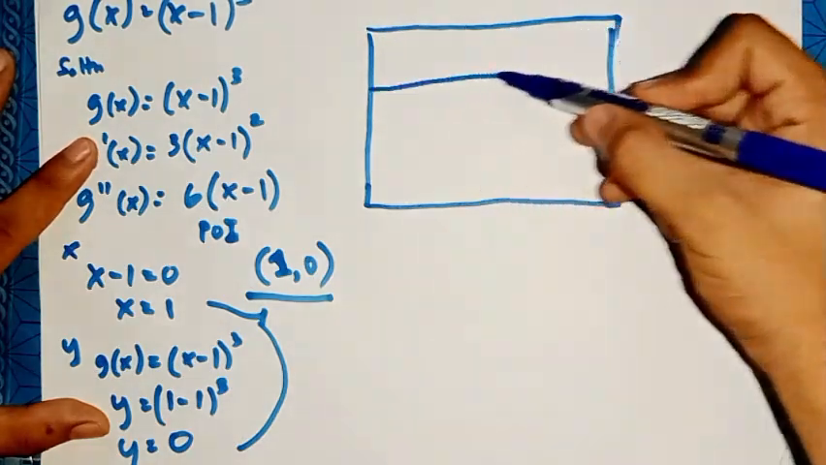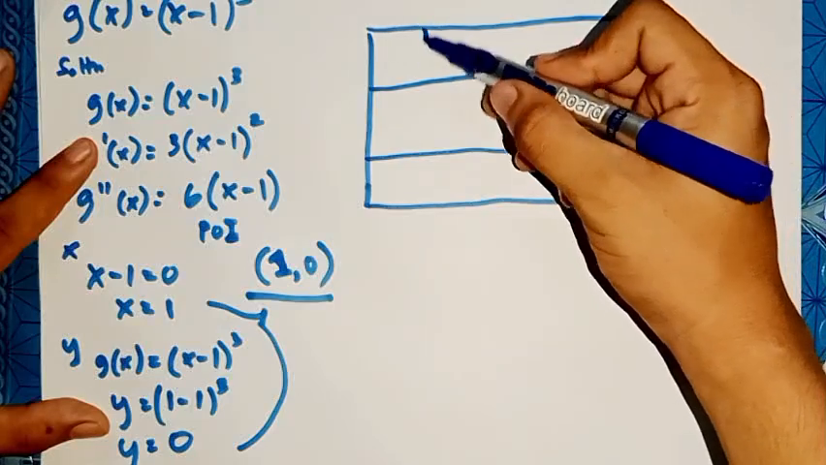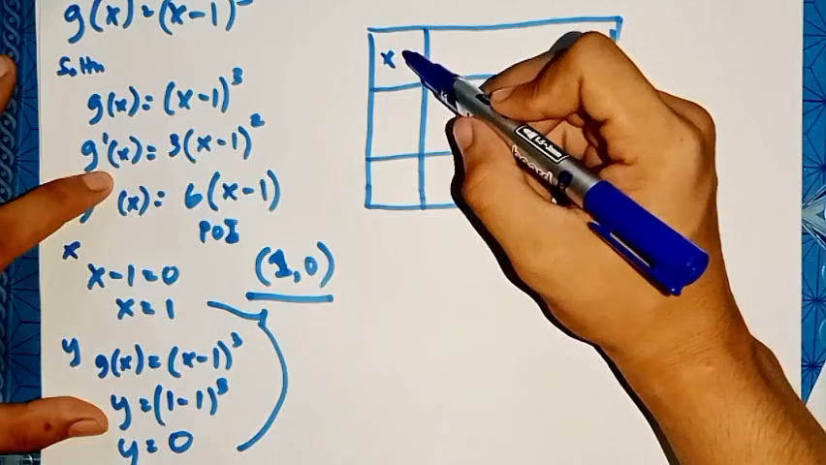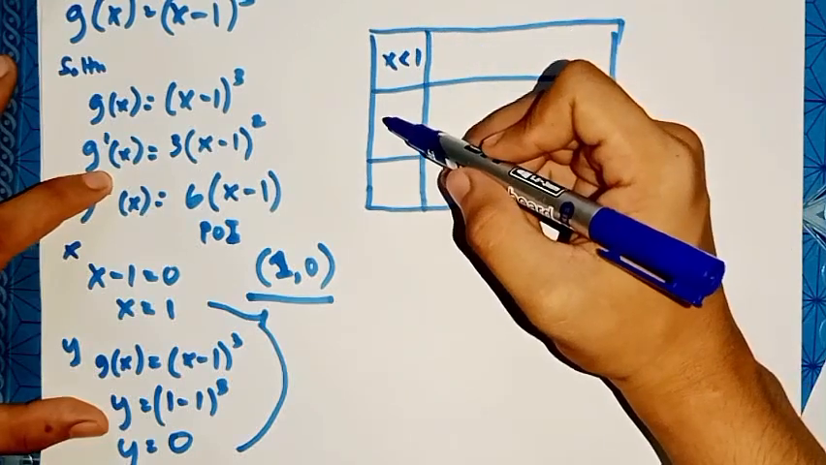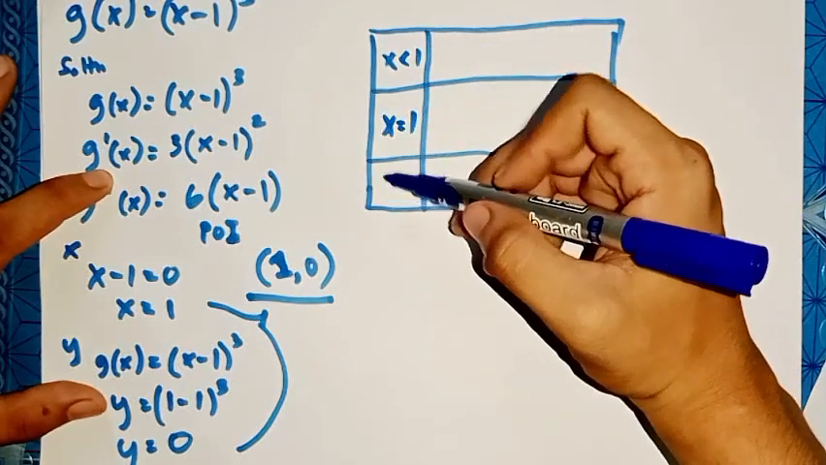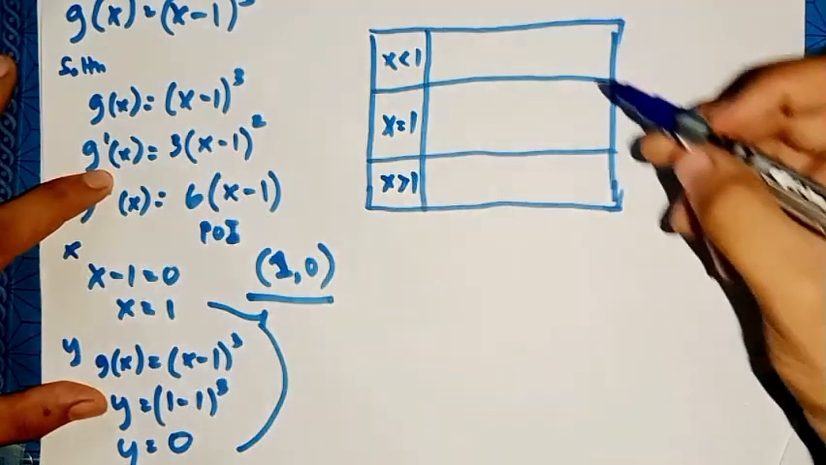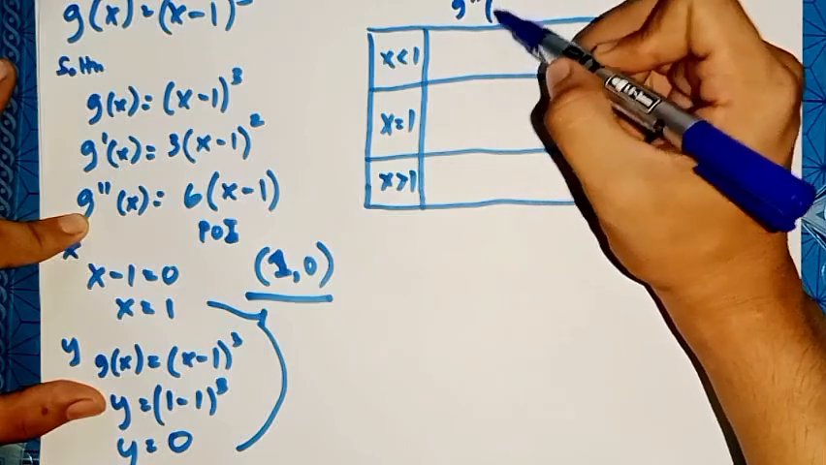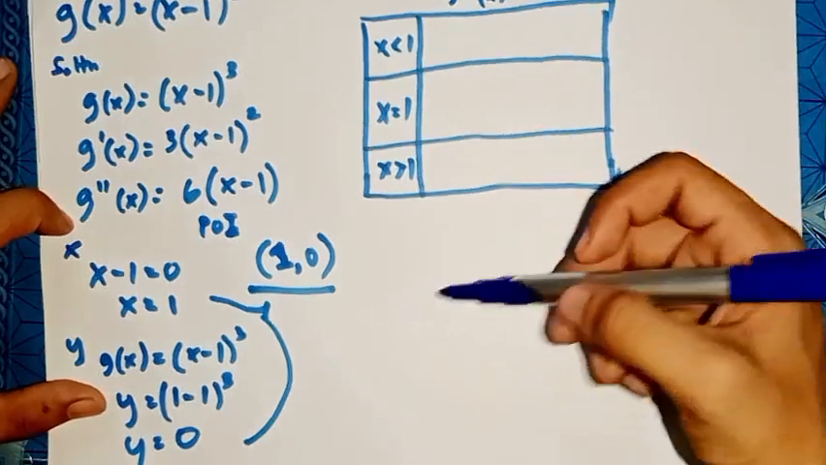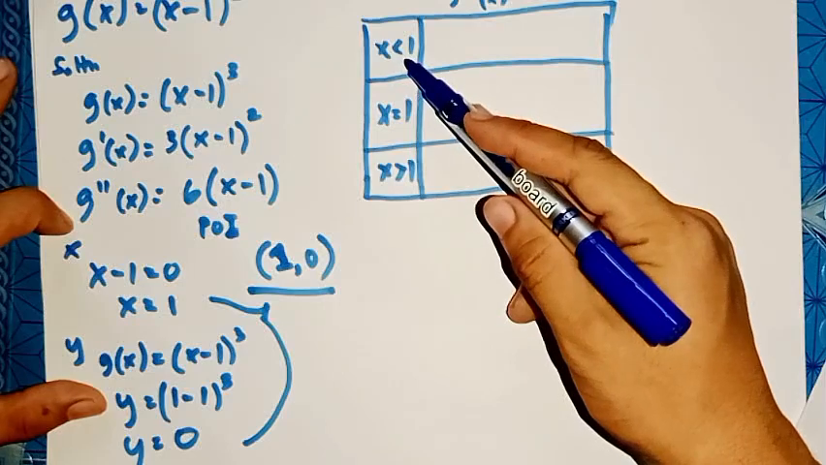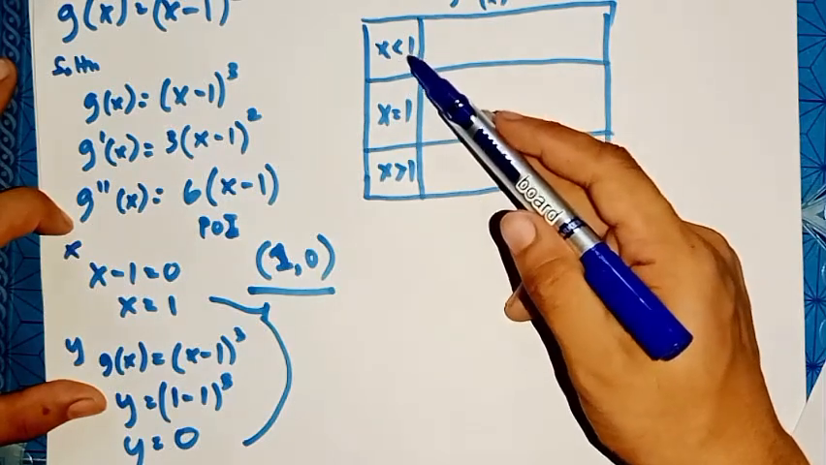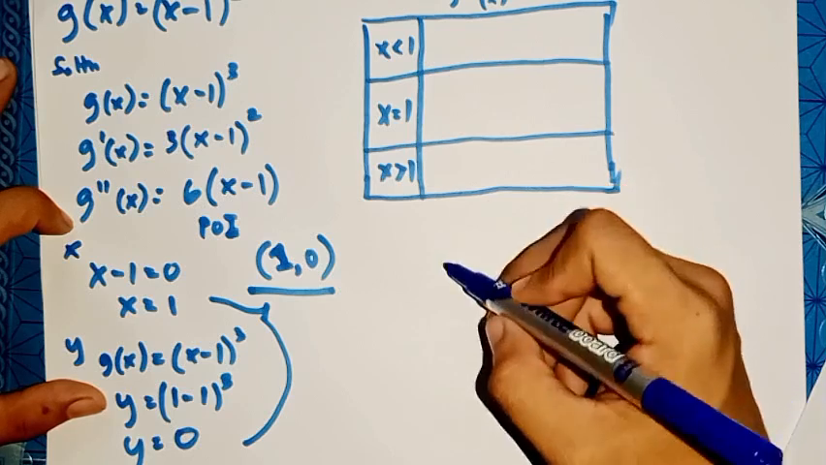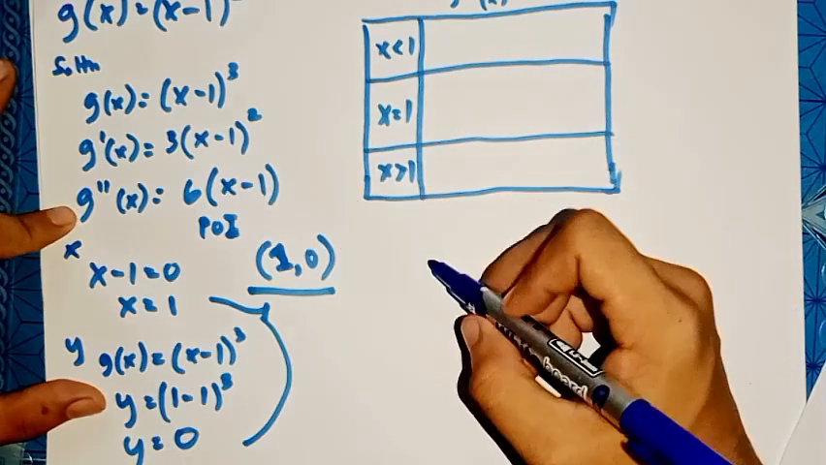Now, let x be less than 1, let x be equal to 1, and let x be greater than 1. Now let's go to our second derivative, g''(x). If we substitute x less than 1, so let's have 0. Let's substitute 0 into our second derivative.